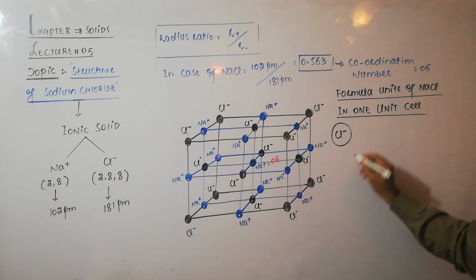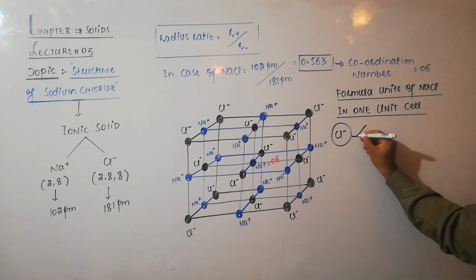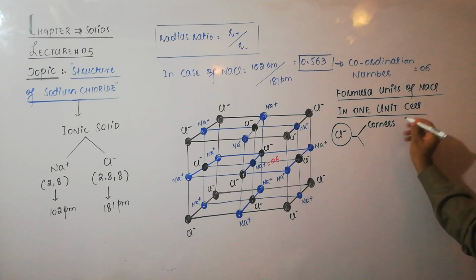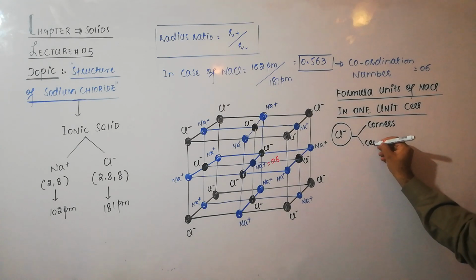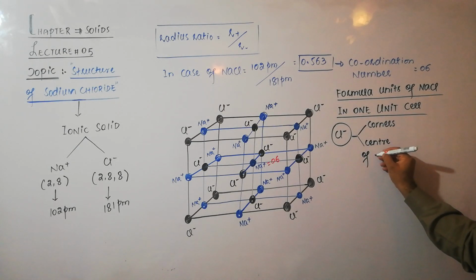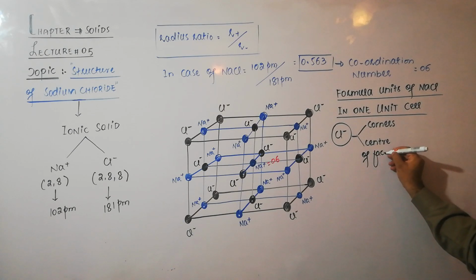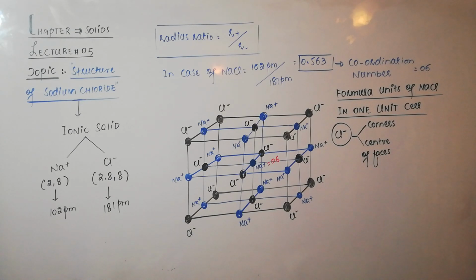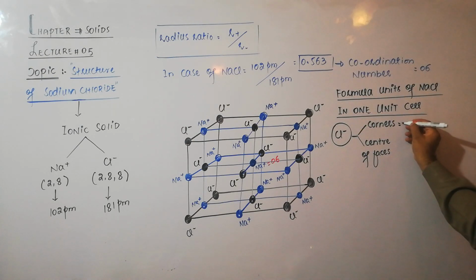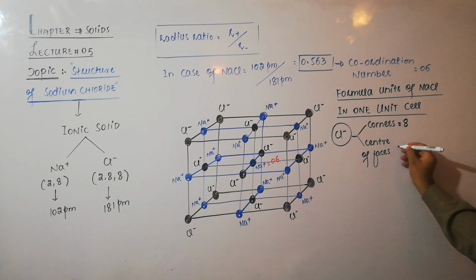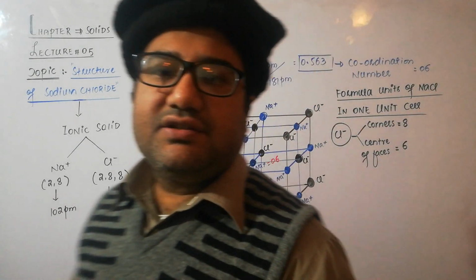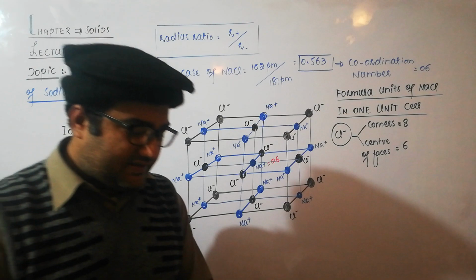chloride ions. Now chloride ions are occupying two positions, corners and center of faces. A cube has how many corners? 8. And how many faces? 6. So a cube has a total of 8 corners and 6 faces.